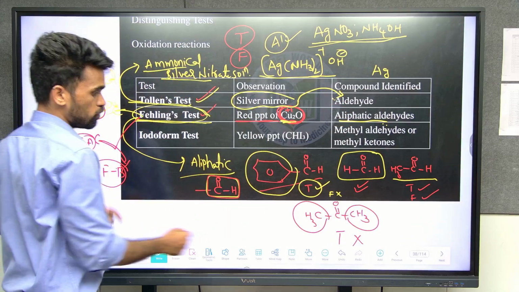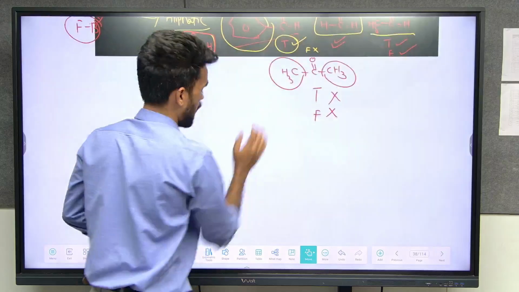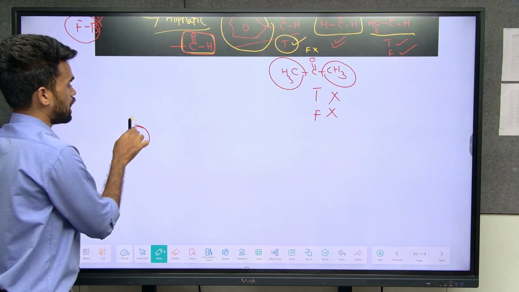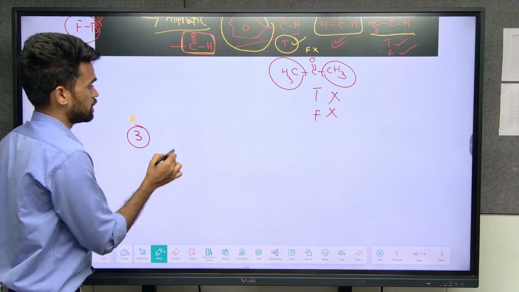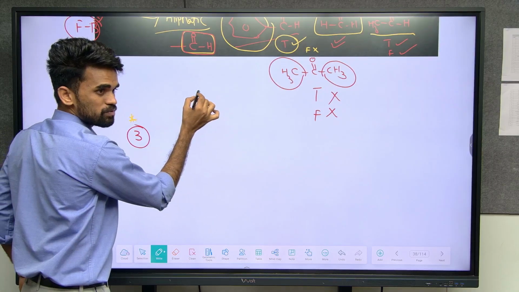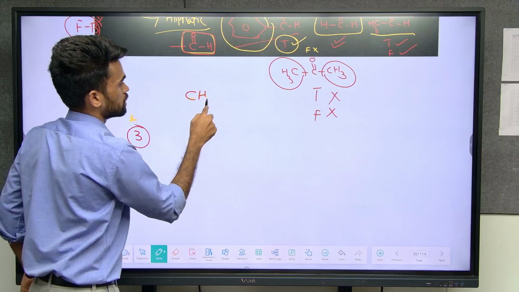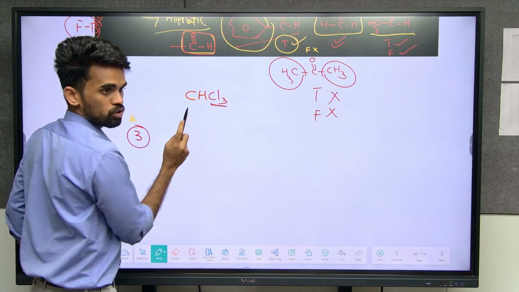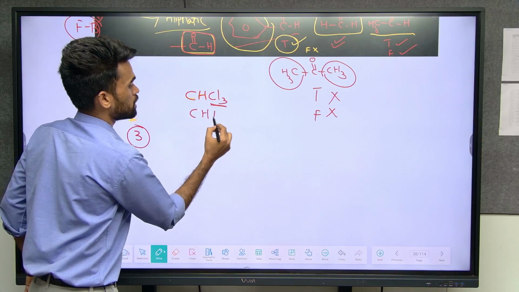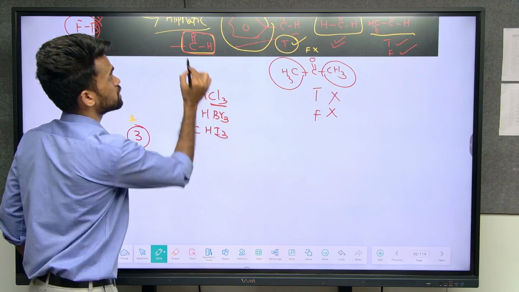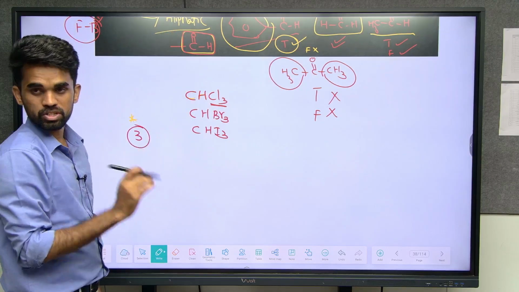Next, iodoform test or haloform test. What is the next test? Third one. Listen this carefully. Haloform test or iodoform test. You know chloroform? What is the formula of chloroform? CHCl3. You are saying chlorine means chloroform. If there is bromine means bromoform. Iodine means that is iodoform they will mention. Okay.